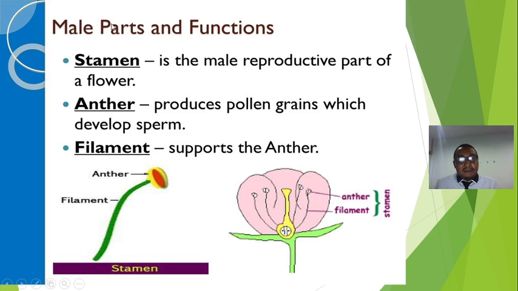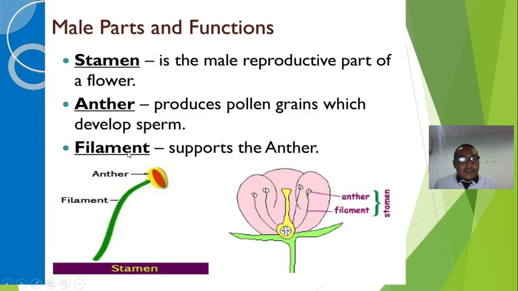Let us start with the male parts and the functions of the male parts of the flower. First is the stamen. Now when we talk about a stamen, this is a stamen. And the stamen is usually the male reproductive part of a flower. Now the stamen usually includes 2 parts. The first one is the anther. And the anther is the one that produces pollen grains which develop the sperm.